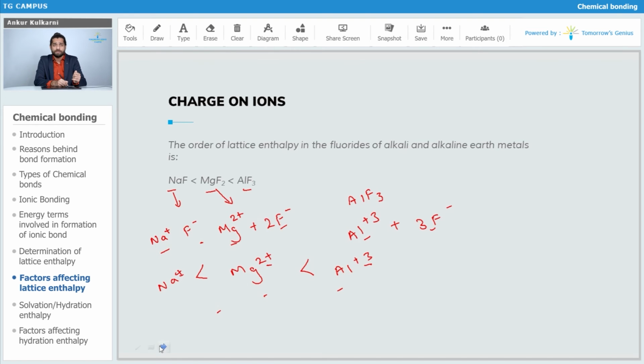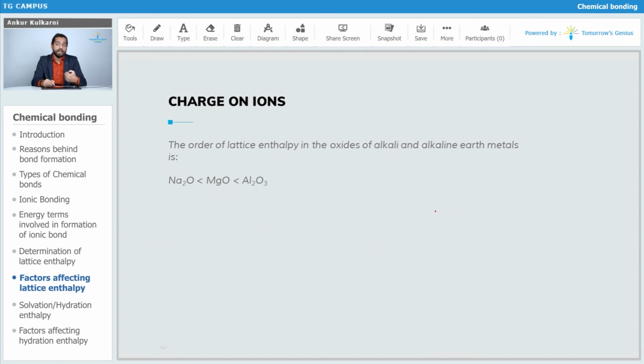Let's move ahead now. Let's take another example. Now let's talk about oxides of alkali and alkaline earth metals. What are alkali and alkaline earth metals? You know group 1 and group 2 of the periodic table. Those are your alkali and alkaline earth metals, correct? So now take the example of sodium oxide, that is Na2O. Then you have magnesium oxide, that is MgO. And then you have aluminium oxide, that is Al2O3.